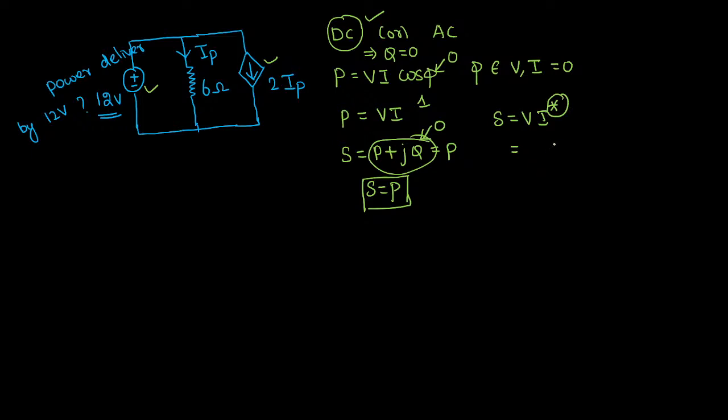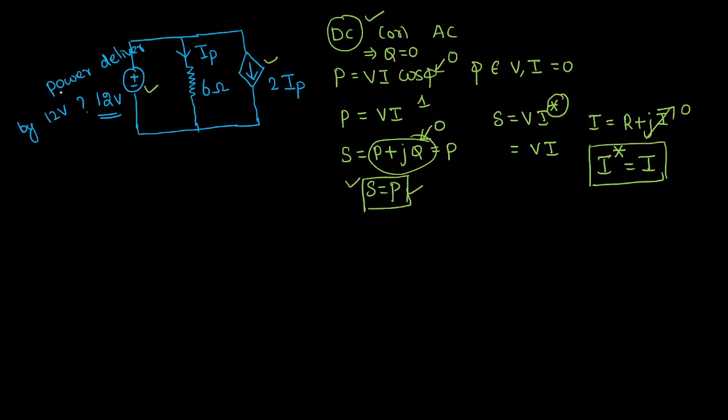This conjugate term will affect only AC terms, because in AC the current expression will be a combination of real plus imaginary. But in DC, you will have only what? The real part. The imaginary part does not exist. So in a DC circuit, I conjugate and I are both equal. Don't think about this conjugate in DC circuits. So the conclusion is that apparent power and real power are both equal in a DC circuit.